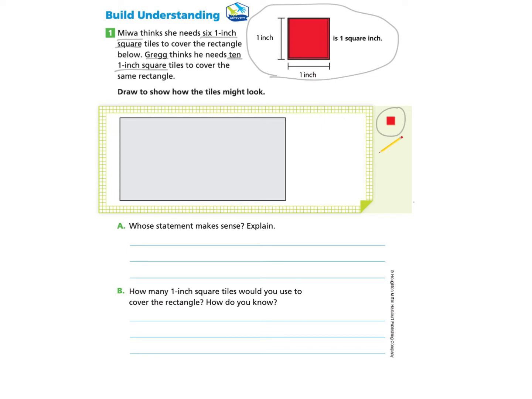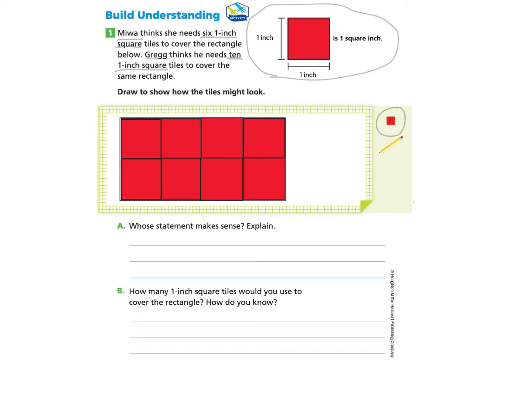Our instructions say to draw to show how the tiles might look. So I'm going to take this 1 inch by 1 inch tile and line it up in the rectangle, and then I'm going to keep adding more of these 1 inch by 1 inch squares to fill up the rectangle. When I use the square inches, I find that there are 8 square inches that cover the gray rectangle. So now I can answer questions A and B.